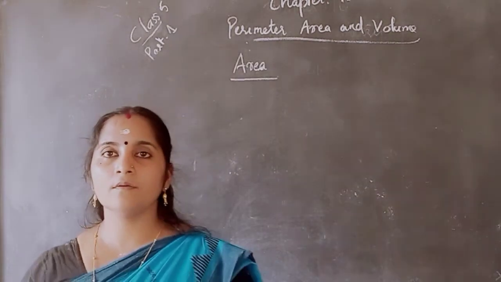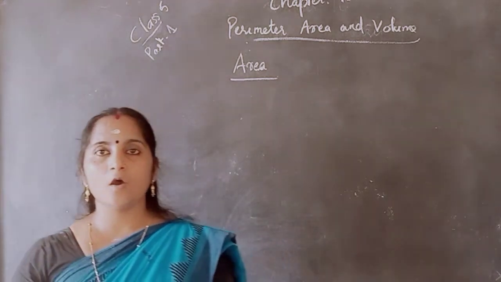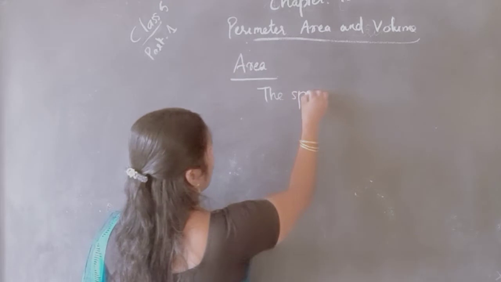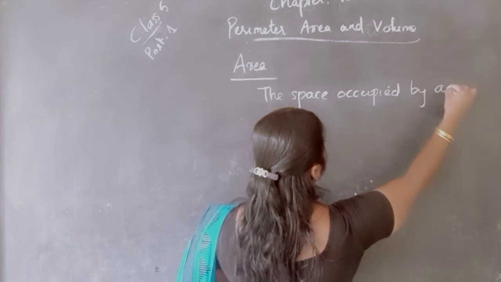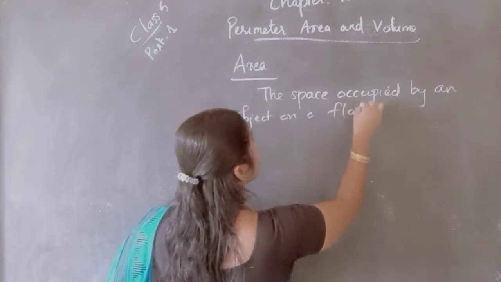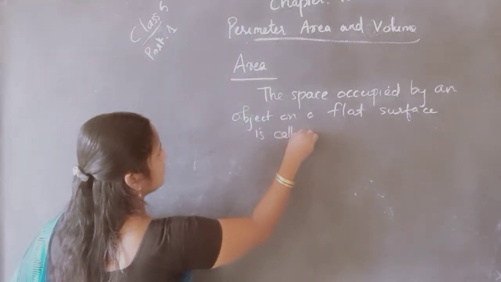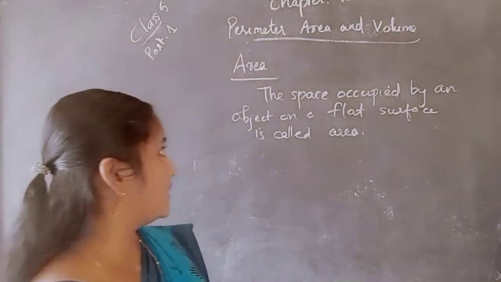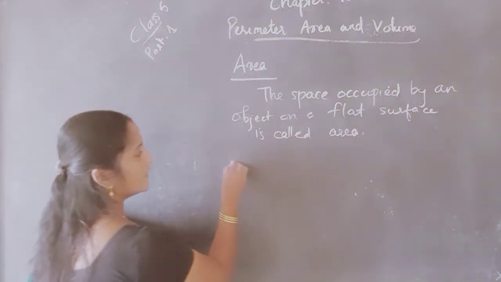And next we have area. Area means it is the space occupied by an object on a flat surface. The space occupied by an object on a flat surface is called area. Okay, the space occupied by an object on a flat surface is called the area.